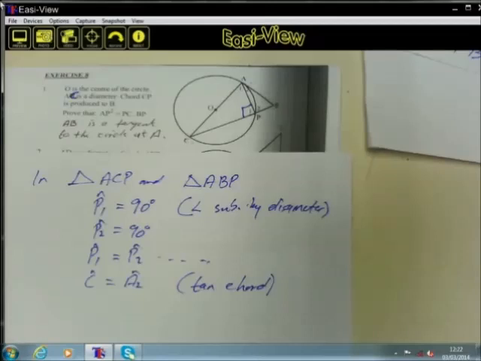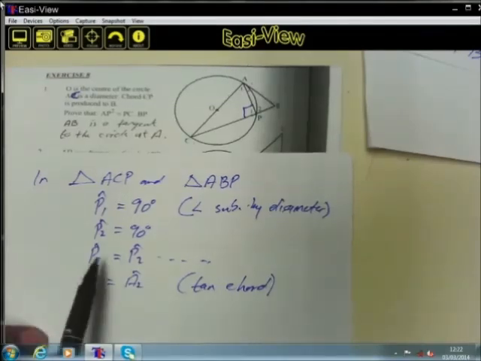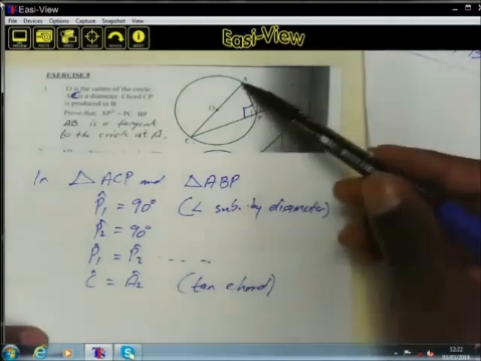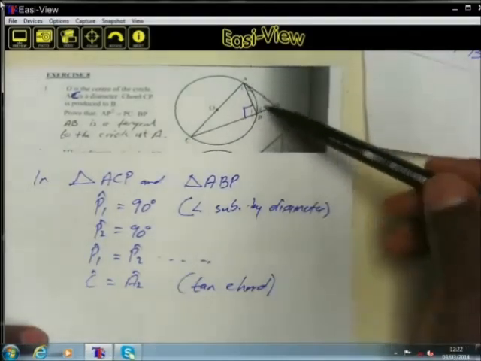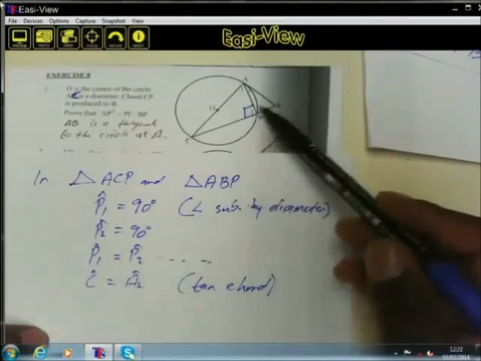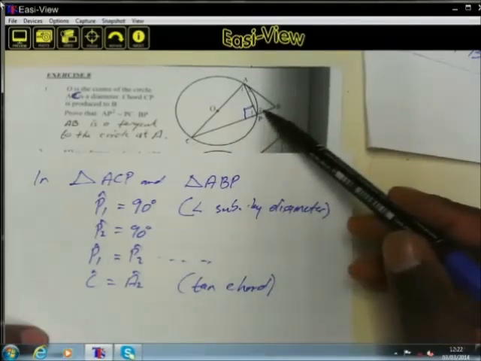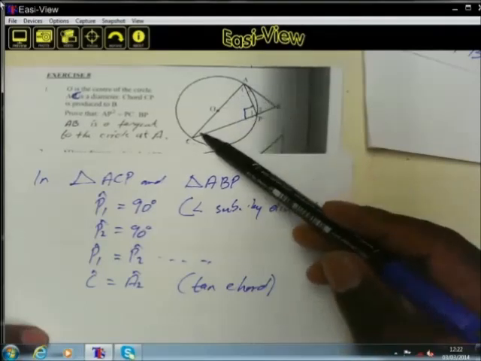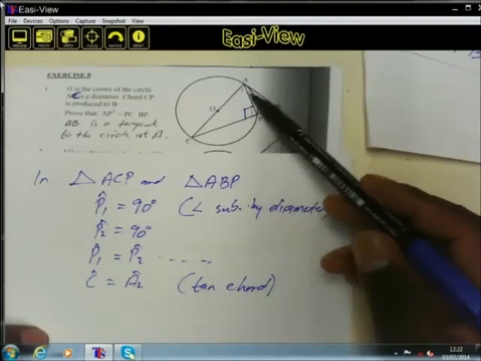In full, the tan chord theorem states the angle between a tangent of a circle and a chord drawn from a point of contact is equal to the angle in the alternate segment. So, in the two triangles, triangle ACP and triangle ABP, number one, angle P1 is equal to angle P2, both equal to 90 degrees. Angle C is equal to A2.